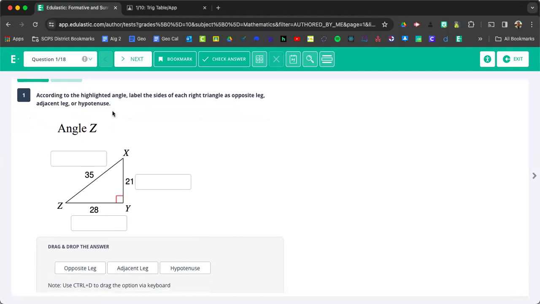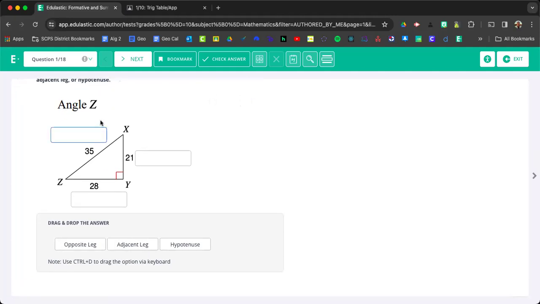So we're going to start with the first section and do number one together. It says, according to the highlighted angle, label the sides of each right triangle as opposite leg, adjacent leg, or hypotenuse. Now, if we look at this triangle, it has angle Z written really big up here. So that is the angle that we are going to look at everything from the perspective of. It's angle Z right here.